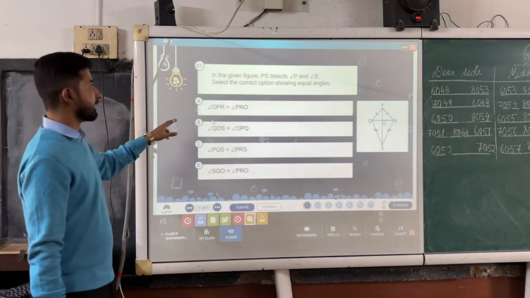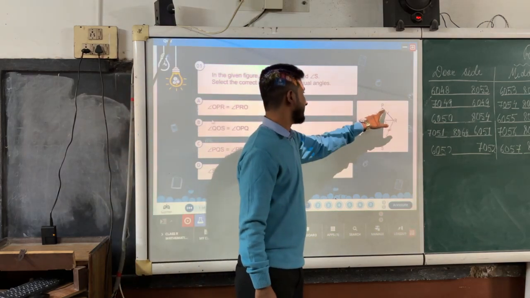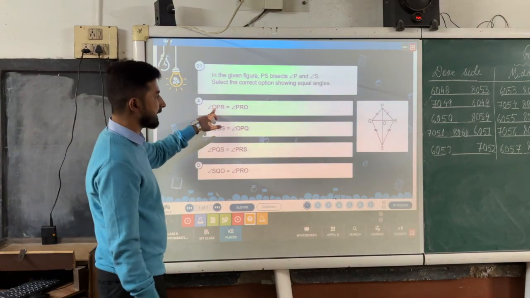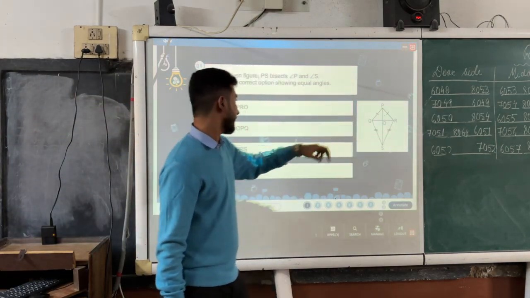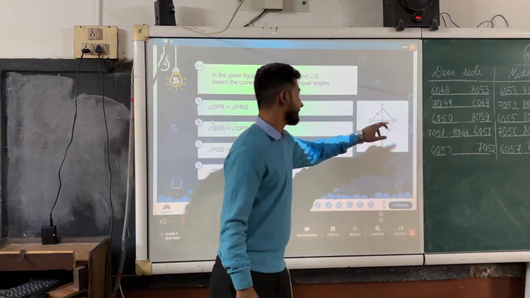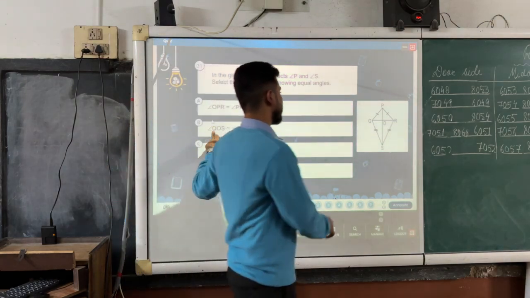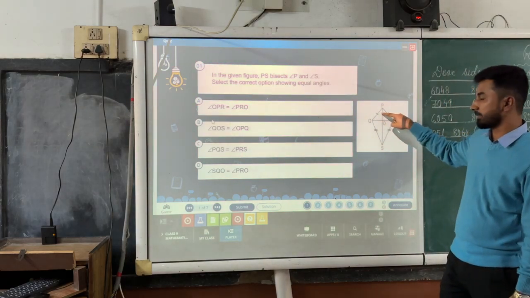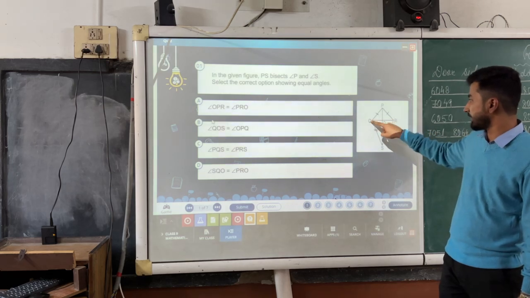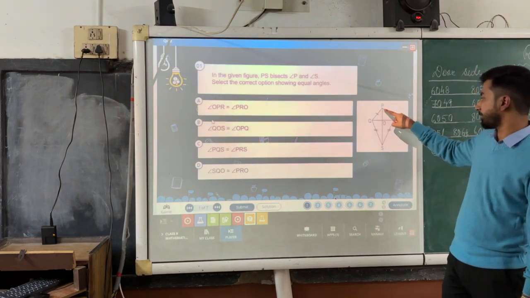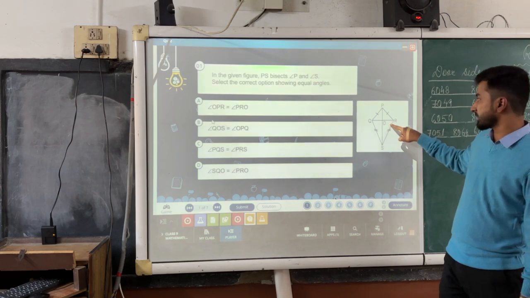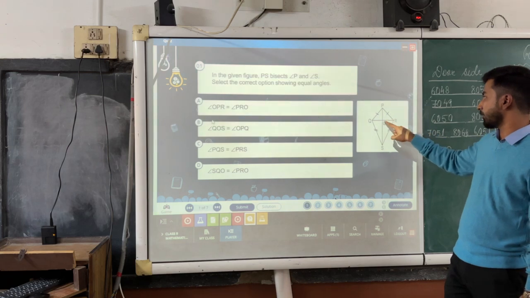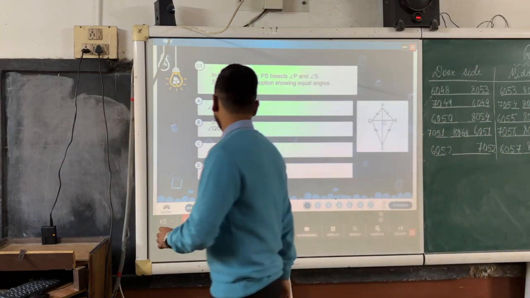In the given figure, PS bisects angle P as well as angle S. Select the correct option showing equal angles. It says angle OPR is equals to angle PRO. Second option says angle QOS is equals to angle OPQ. Third option says angle PQS is equals to angle PRS. And the last option says angle SQO is equals to angle PRO. Which one will be the correct statement?